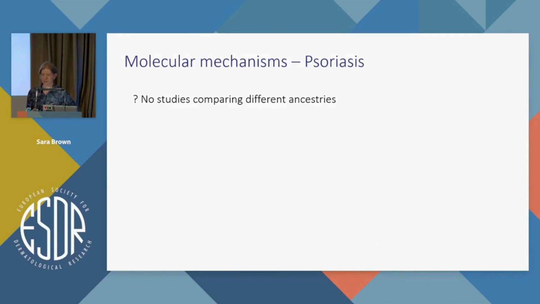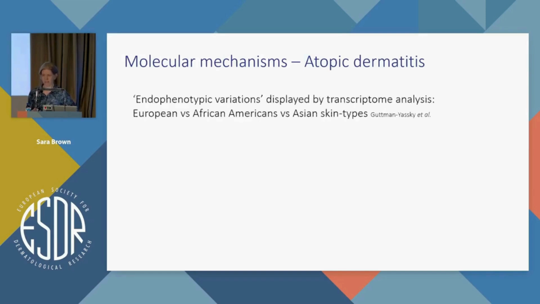So coming back to molecular mechanisms, again, the previous talks have described these really beautifully. I couldn't find in my literature search preparing for this talk any studies comparing the different ancestries with all the beautiful molecular data that we've got. Again, I'd be delighted to hear from the audience if I'm wrong.